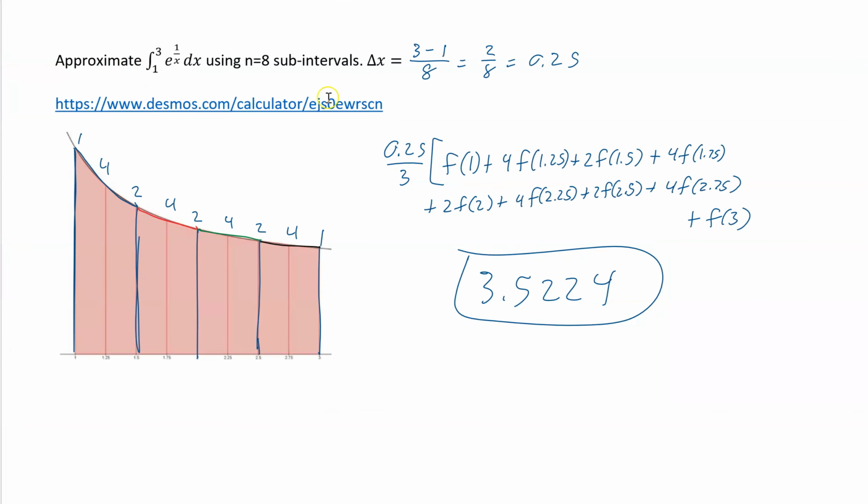So again, it's just going to be a lot of plugging in. I really recommend you draw the graph, just to remember that what you're doing here is parabolas, so that you don't just plug numbers into a formula, that you're understanding where it comes from.